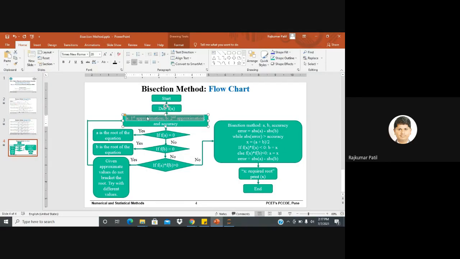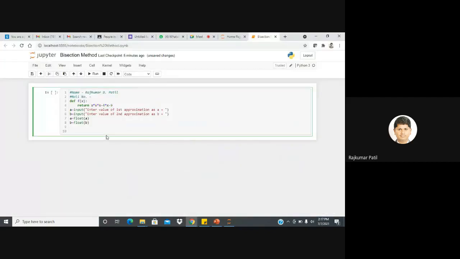Then the next step is, so we define a and b. The next step is we will check if f of a is equal to 0. So if f of a equal to 0, then we will print a is a root of the equation.